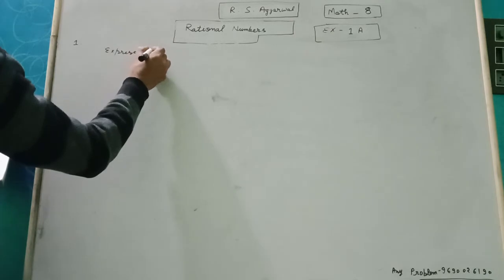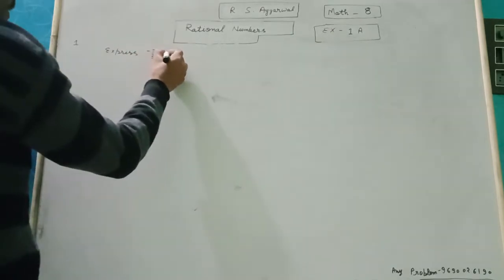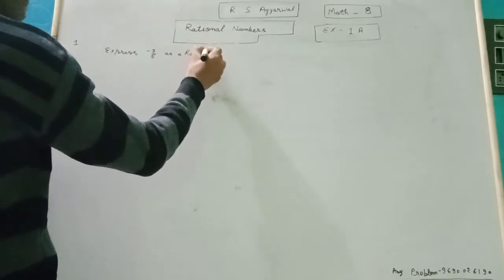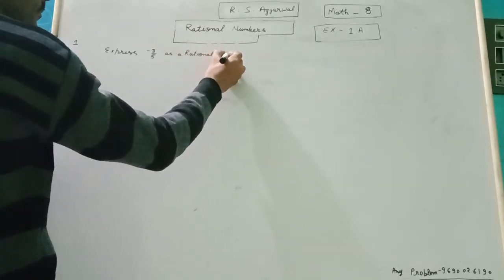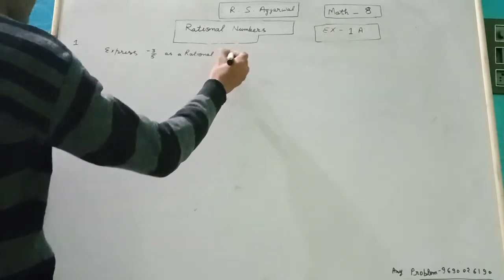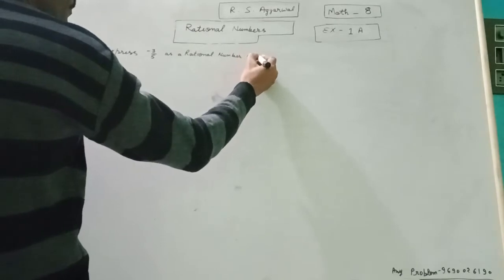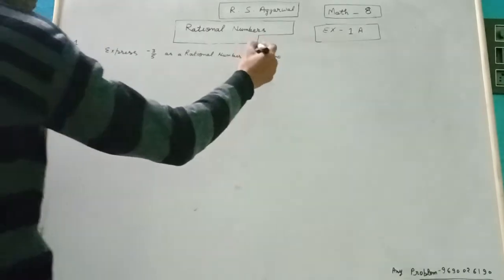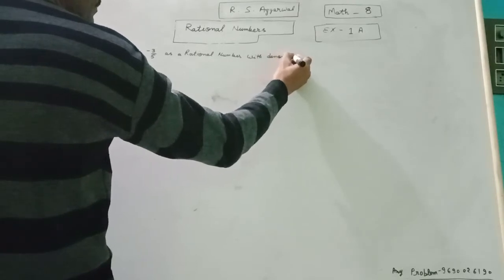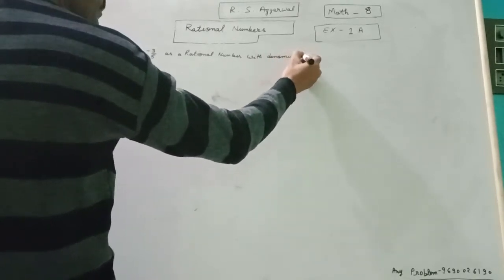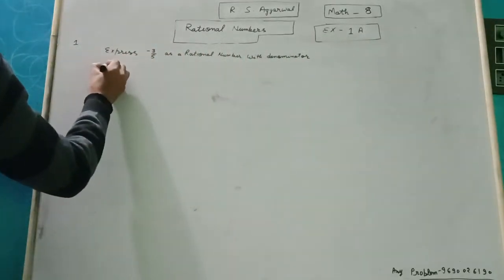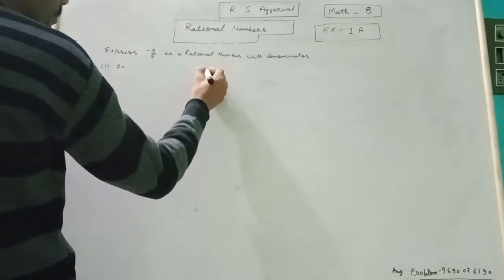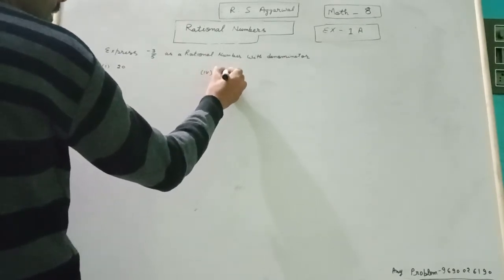Express -3/5 as a rational number with denominator, first part is 20 and fourth part is -40.